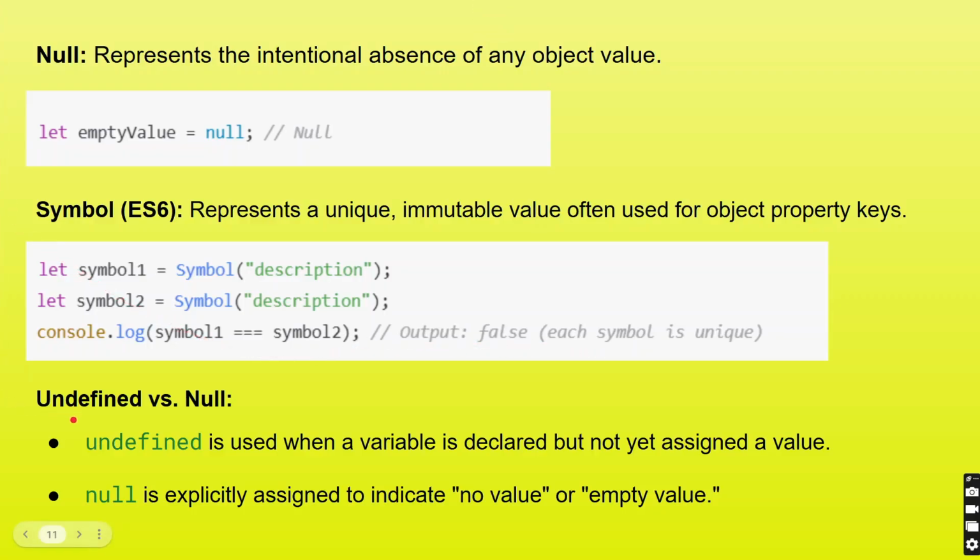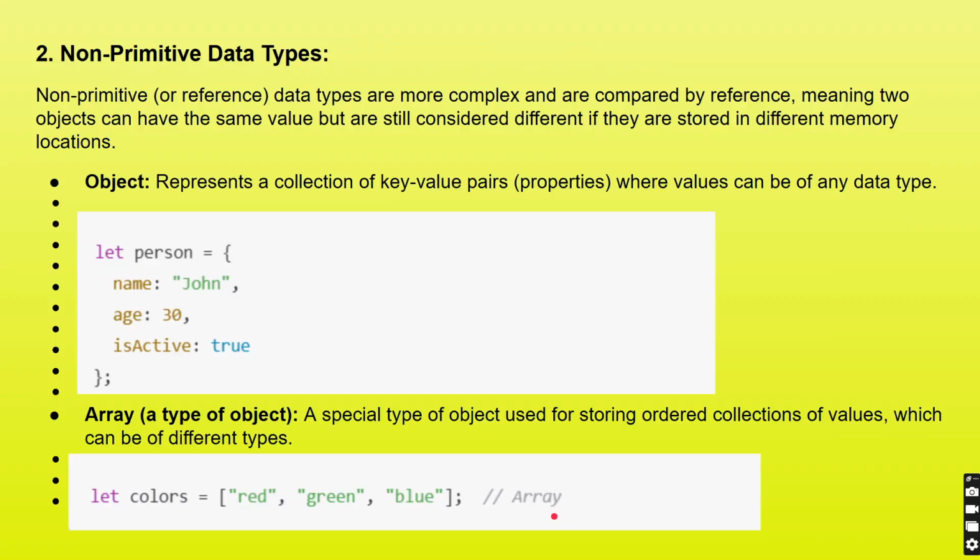And undefined versus null: undefined is used when a variable is declared but not assigned a value. Null is explicitly assigned to indicate no value or an empty value. Now we'll go with non-primitive data types.